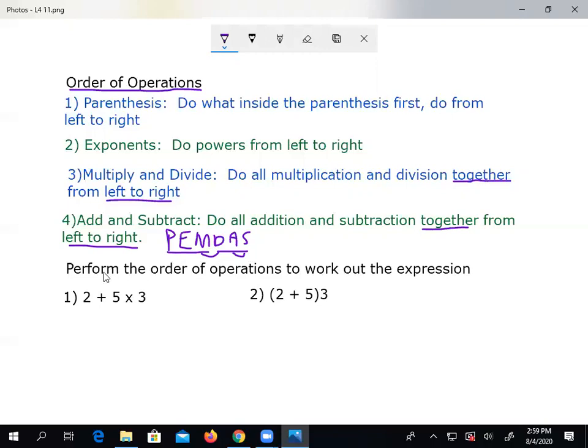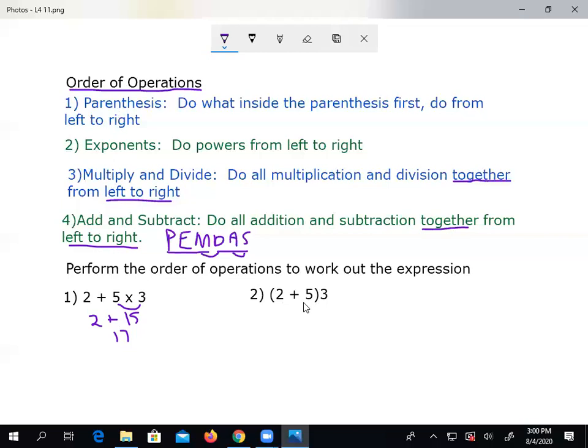So if I want to perform the order of operations to work out the expression, notice how there's adding and multiplication. So based on what we see in our hierarchy, I don't see any parentheses, I don't see any exponents, but the next thing we come across is multiplication. So the first thing we've got to do is 5 times 3, which is going to turn into 15. So then I just bring the rest of the problem down, and 2 plus 15 is the only thing left, and 2 plus 15 would be then 17. So that would be performing the order of operations.